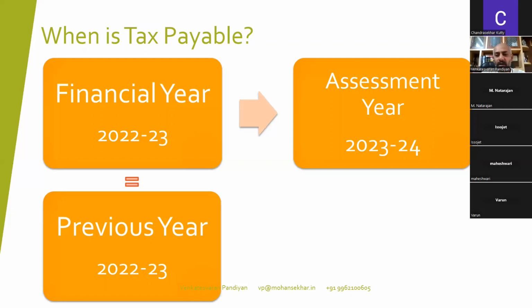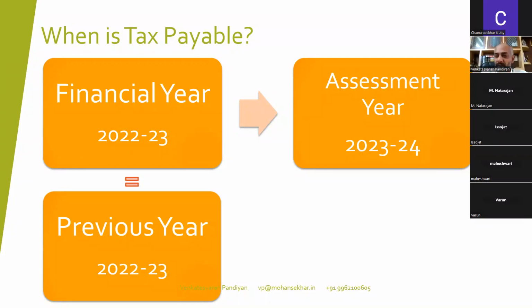Let's see what the provisions of the Act are. Currently we are in financial year 2022-23. A lot of transactions happen in our business. These transactions culminate into either a profit or loss at the end of the year. And there could be other sources of income as well. All put together, we determine the total income.